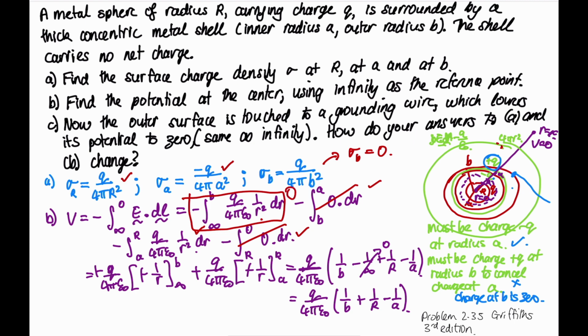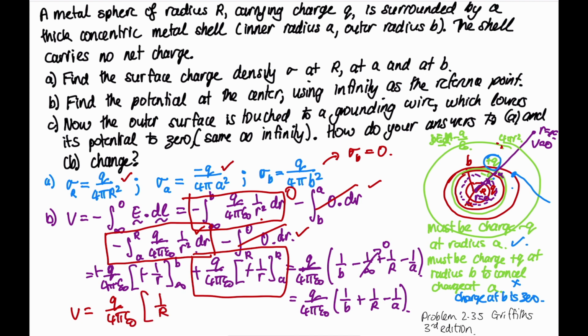So this one here becomes 0. And so that tells us that the only part which is contributing is this part here. And so our expression for the voltage for this part is going to be just this part here, which is Q over 4 pi epsilon naught times 1 on R minus 1 on A. So that's our answer to part C.